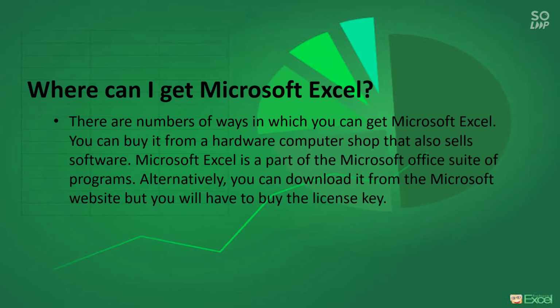Where can I get Microsoft Excel? There are a number of ways in which you can get Microsoft Excel. You can buy it from a hardware computer shop that also sells software. Microsoft Excel is a part of the Microsoft Office suite of programs. Alternatively, you can download it from the Microsoft website, but you will have to buy the license key.